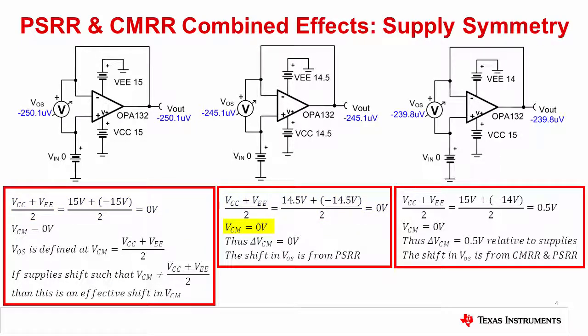If either the common mode voltage with respect to ground or the average supply voltage changes, this constitutes a change in the common mode voltage. So, the second circuit does not have a change in common mode voltage because the supply is kept symmetrical, whereas the third circuit does have a change in the common mode voltage because the supply voltage change is asymmetrical. In the third case, VEE is shifted to 14 volts, but VCC is maintained at 15 volts. The average supply voltage is now 0.5 volts, and the common mode voltage with respect to ground is still 0 volts. This constitutes a change of 0.5 volts in the common mode voltage, which introduces a common mode error as well as a power supply rejection error.